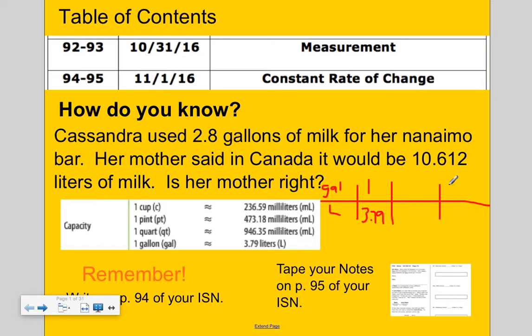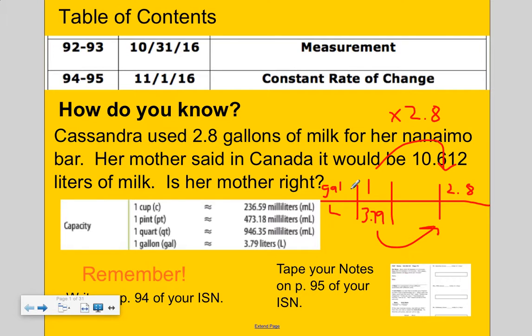So if you have 2 and 8/10 gallons of milk, how many liters of milk would you have? Do you like multiplying between? If so, you will multiply by the scale factor of 2 and 8/10. So 3 and 79/100 times 2 and 8/10. I'm just going to tell you it is 10 and 612 thousandths.